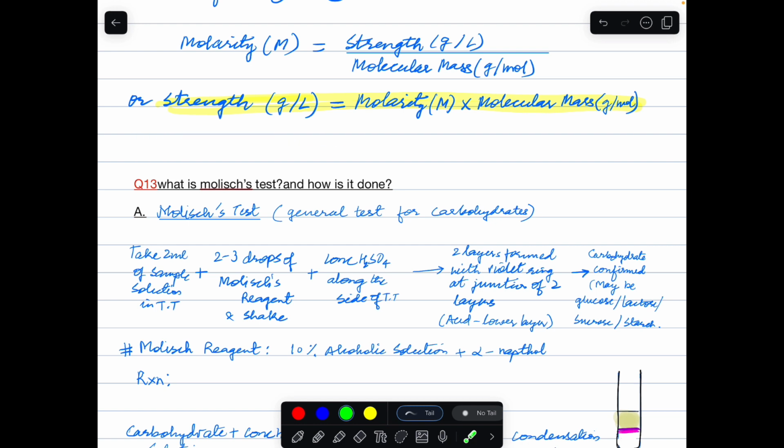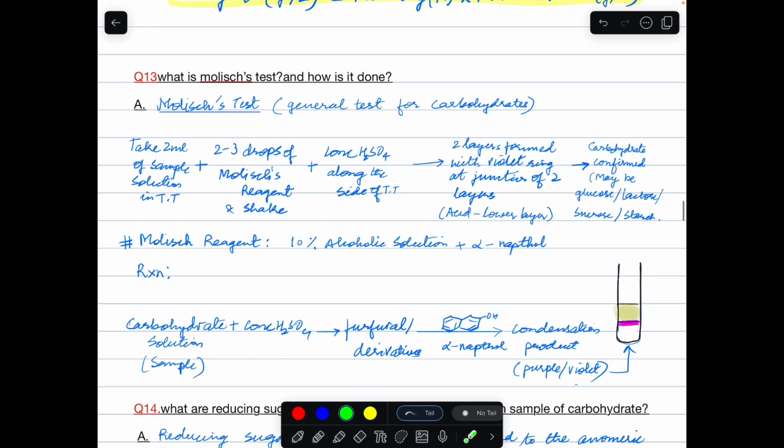Next question, this is from organic analysis. You have different organic compounds for identification. So first question, what is Molisch test and how it is done? So Molisch test is a general test for carbohydrate.